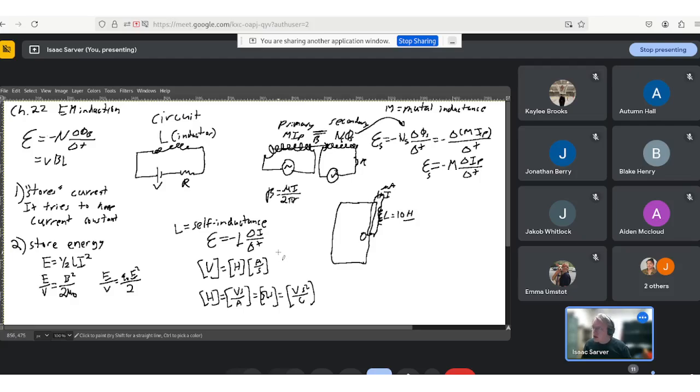Anyways, as you can see from this guy here, you have the I and the T. So you got an amp per second here and a V over here. So that also means that the units of mutual inductance are also in Henrys. Questions about inductance? Hearing none.